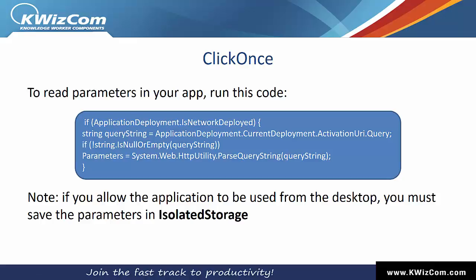The first time it launches, I should probably check if it's network deployed and then get the parameters from the activation URI. I can get the query string and parse it from there. But remember that when the user launches the app from the desktop, you have to store those parameters for him and reload them the next time the application starts.